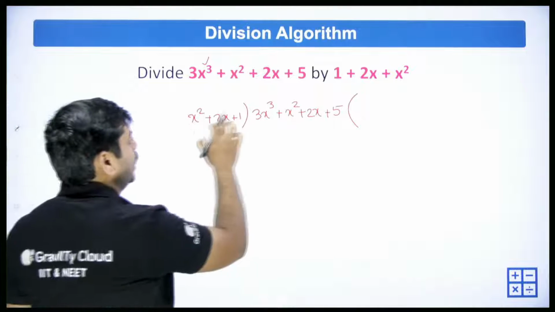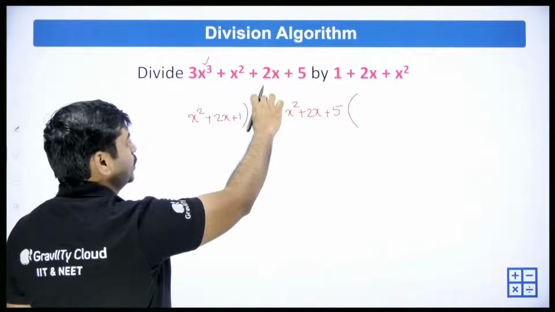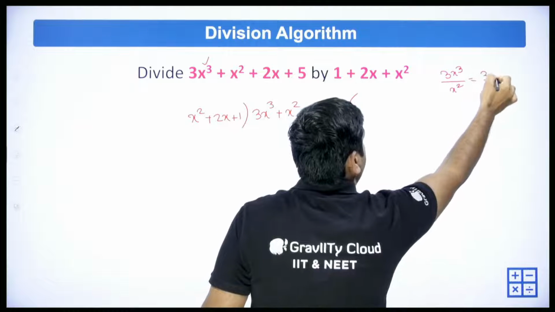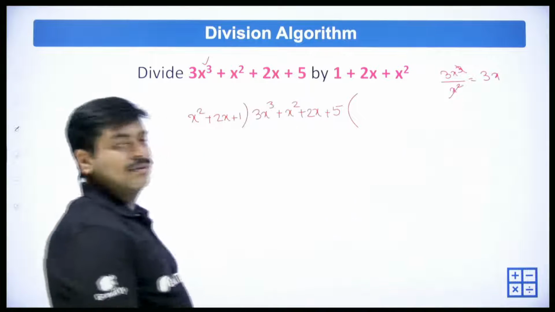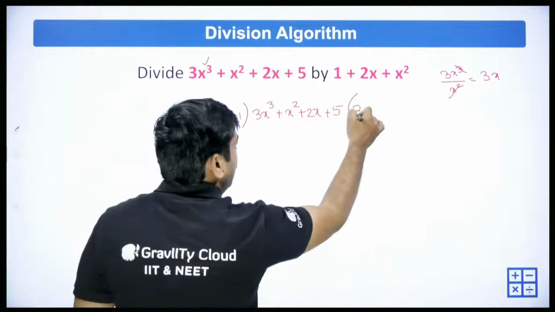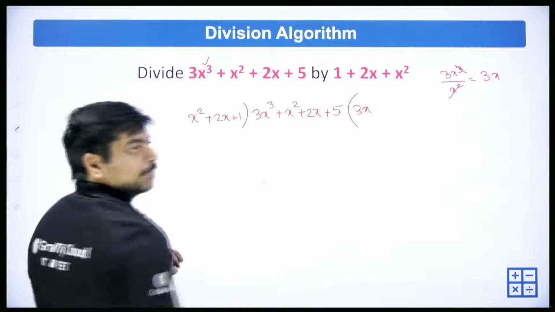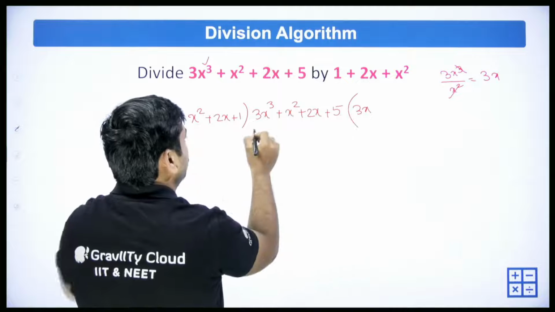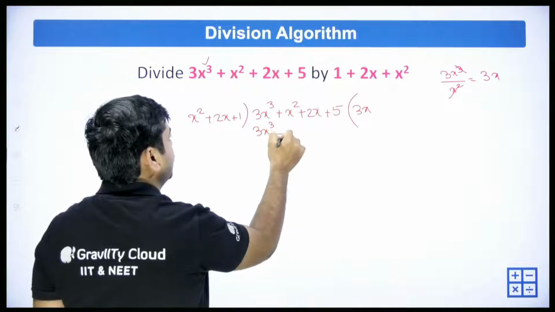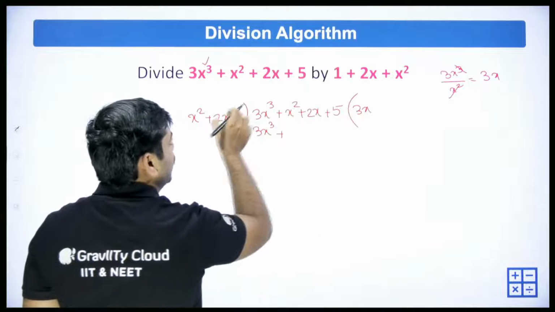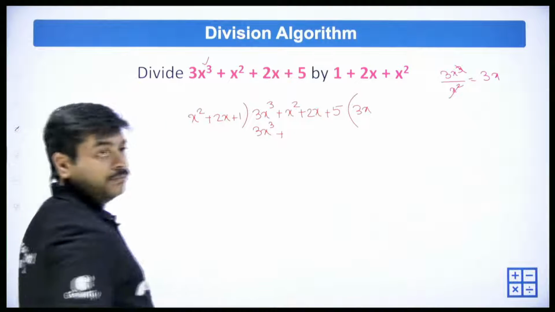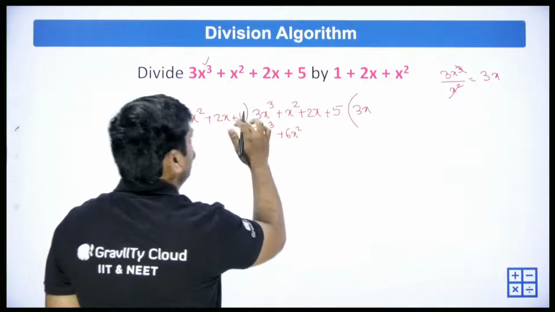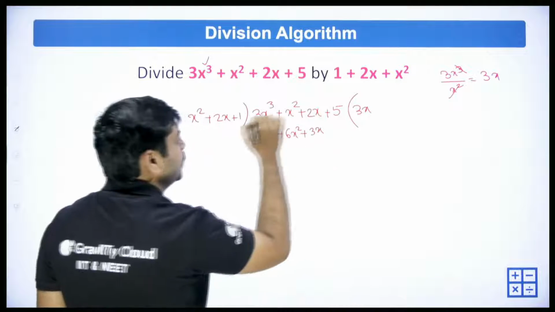So x square and 3x cube, divide these two. First of all, divide these two. 3x cube by x square will give you, x cube gets cancelled, 3x. So write that 3x here and multiply this complete thing with 3x. x square into 3x becomes 3x cube, plus 3x into 3x becomes 9x square, plus 1 into 3x becomes 3x.